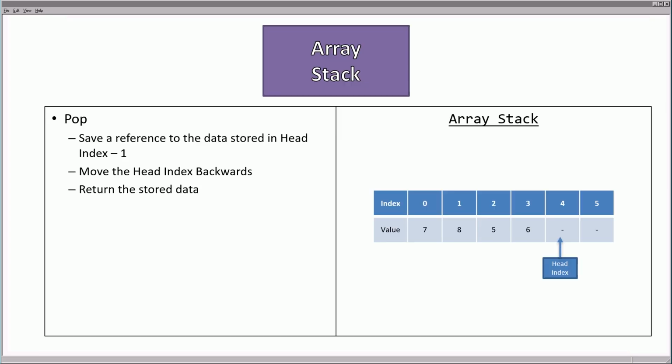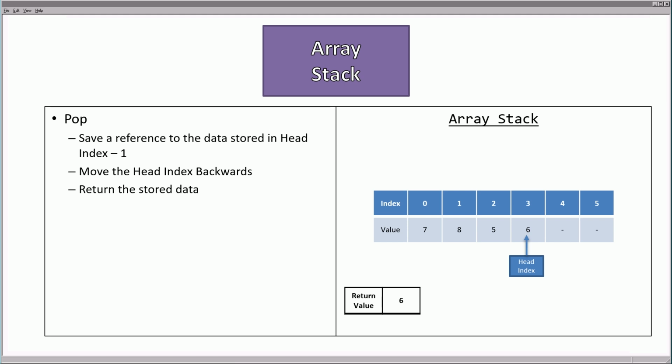So the idea of pop is we have to remove that top element, or in this case, the element that is at head index minus 1. The first thing that we do is we save a reference to that stored data. So if we take this head index, which is currently at index 4, 4 minus 1 is 3, we save the data that's stored at index 3, which is 6. What we then do is move back the head index by 1. And that's it.